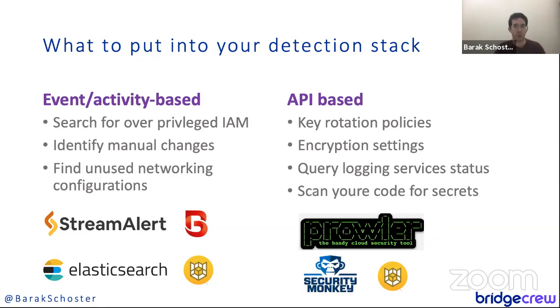We're seeing two main approaches to runtime detection. One is event-based analysis or activity-based analysis. This is a classic security use case where you take the different activity logs from the environment, throw them through a log aggregator, which is usually called a SIEM, query it, and boom, you have your detection capability. You can search for overprivileged activity, you can identify manual changes in IAM, you can find unused networking configuration, and you can alert over malicious activity. This is called activity-based or event-based detection.